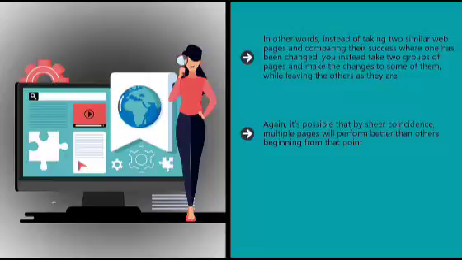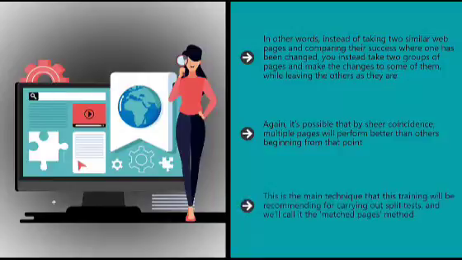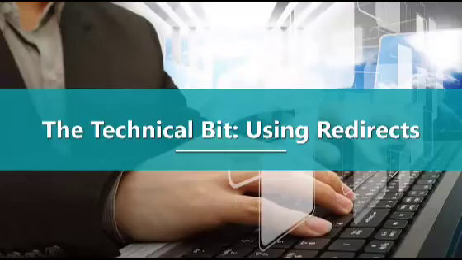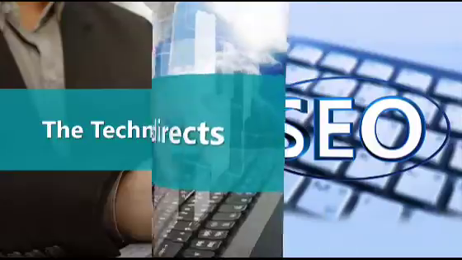But that's when you use statistical significance tests, comparing the new and the old ranking positions of those in Group A to those in Group B, and then find out if the data suggests an effect. This is the main technique that this training will be recommending for carrying out split tests, and we'll call it the matched pages method. The technical bit, using redirects.